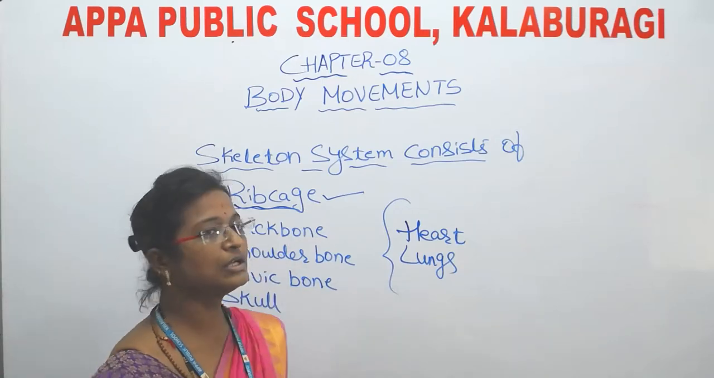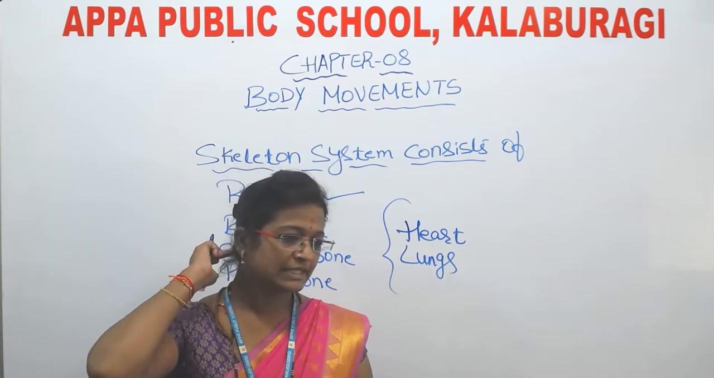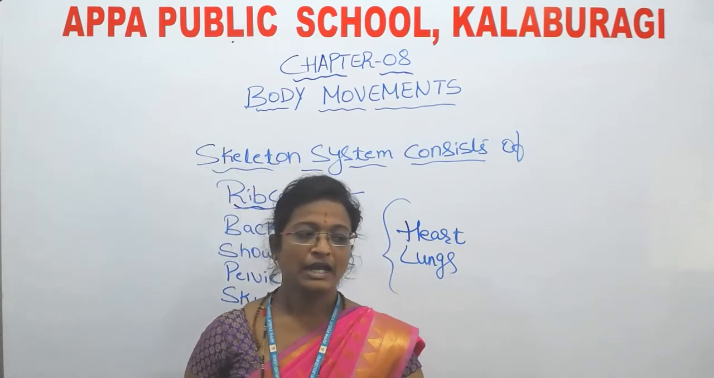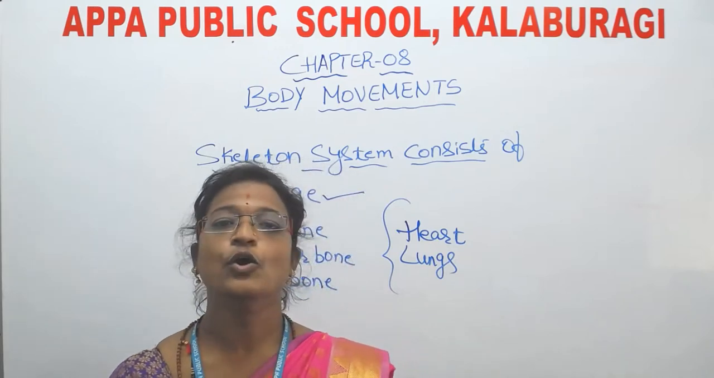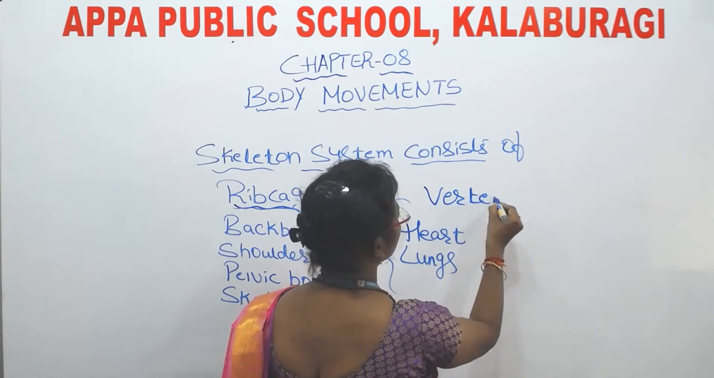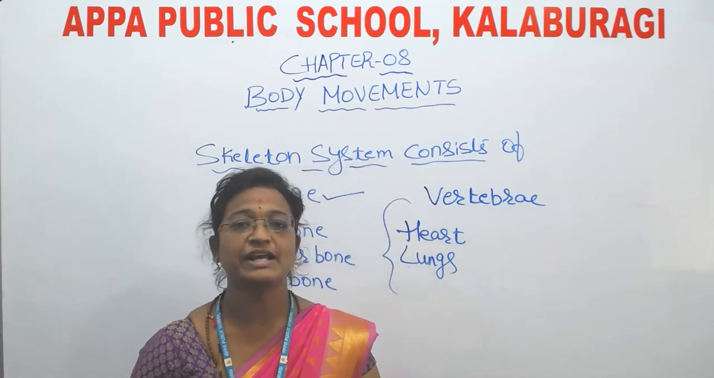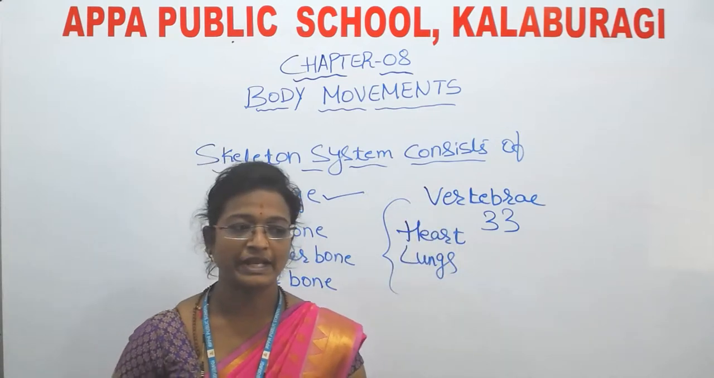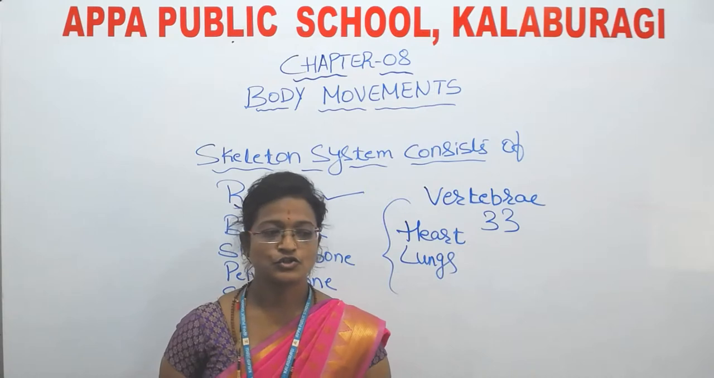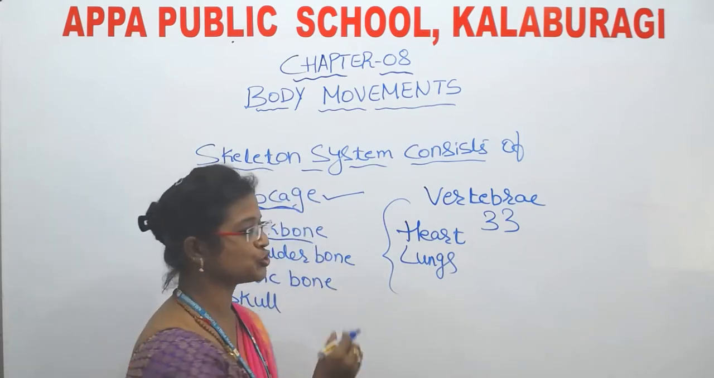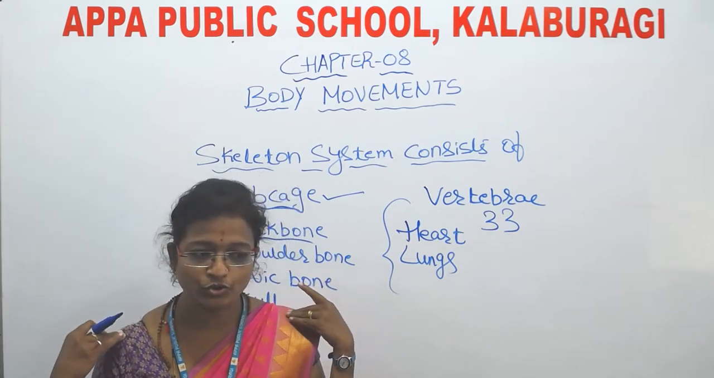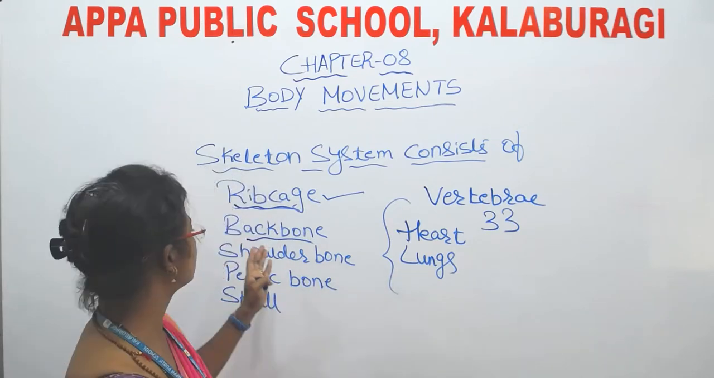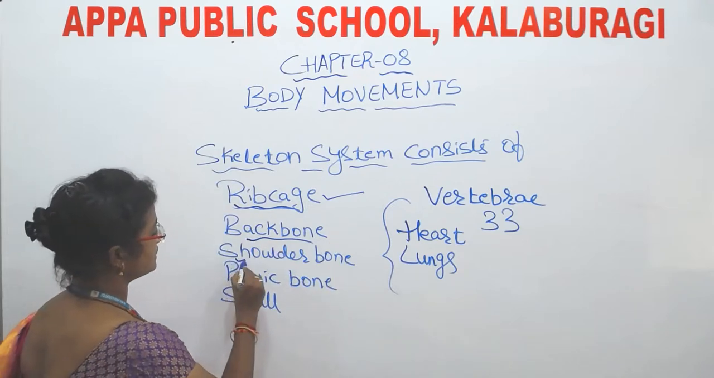Okay, we have also learnt about the backbone. The backbone joins from the neck to the hip, and it consists of many bones called vertebrae. How many vertebrae are there? 33. And where is this backbone joined? It is joined to the shoulder bone, rib cage, and even to the hip bone.